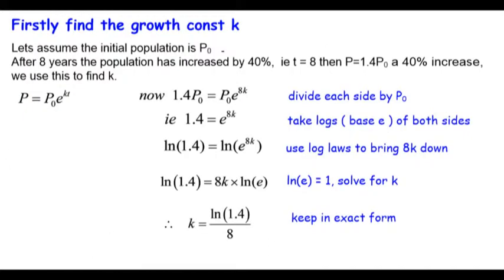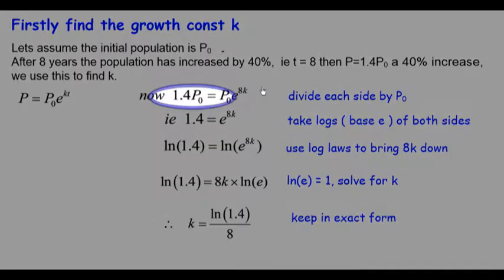The first thing is, you can see here we find k as before. We assume that the initial population is P0, some population. After 8 years it increased by 40%, and you can see here it's 1.4 lots of the initial population P0 after 8 years. A 40% increase, and we substitute it into this particular formula as before. Okay, let's have a quick look.